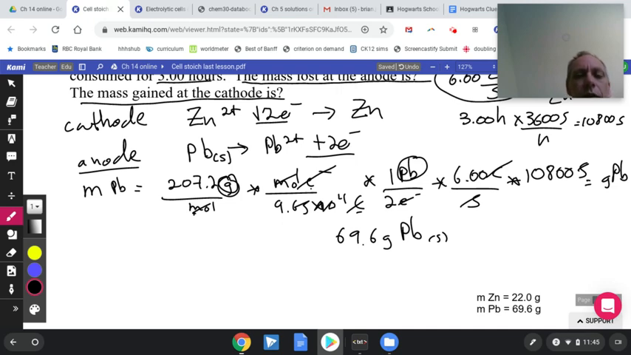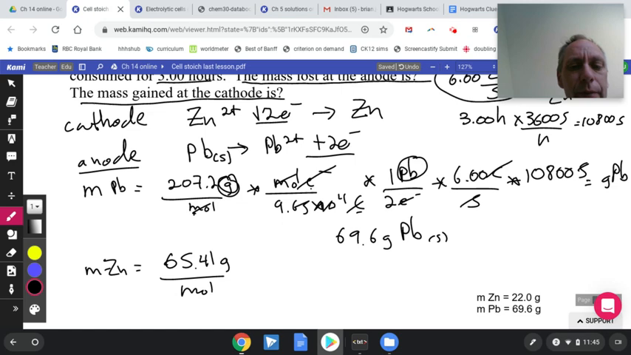So now we'll do this. If you're feeling comfortable, you can pause the video and solve for zinc 2+. Pretty straightforward, pretty much the same pattern, so mass of zinc. Go ahead and solve for it, see what you get. I have to start off with molar mass of zinc, which is 65.41 grams per mole. Everything else is going to be the same, believe it or not. So Faraday's constant.